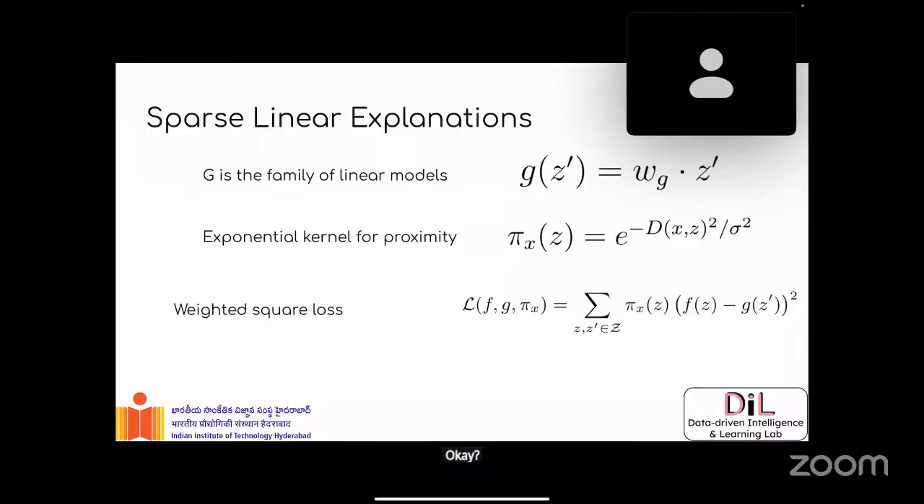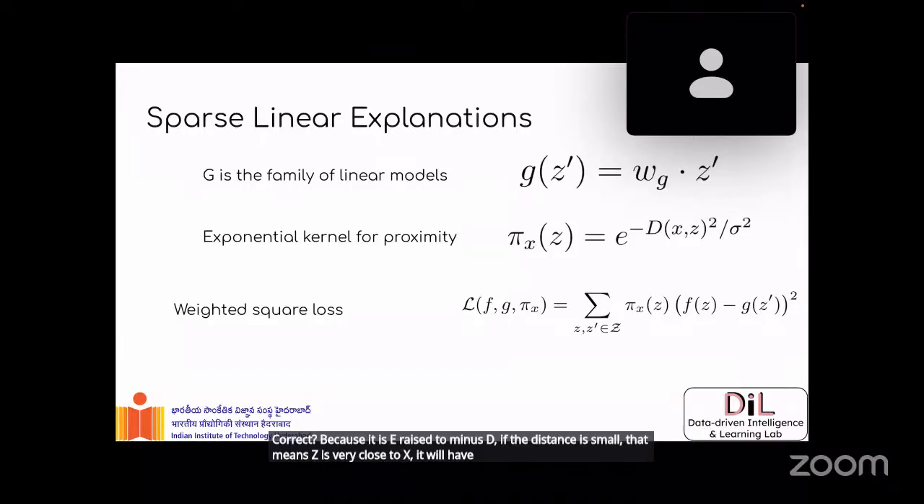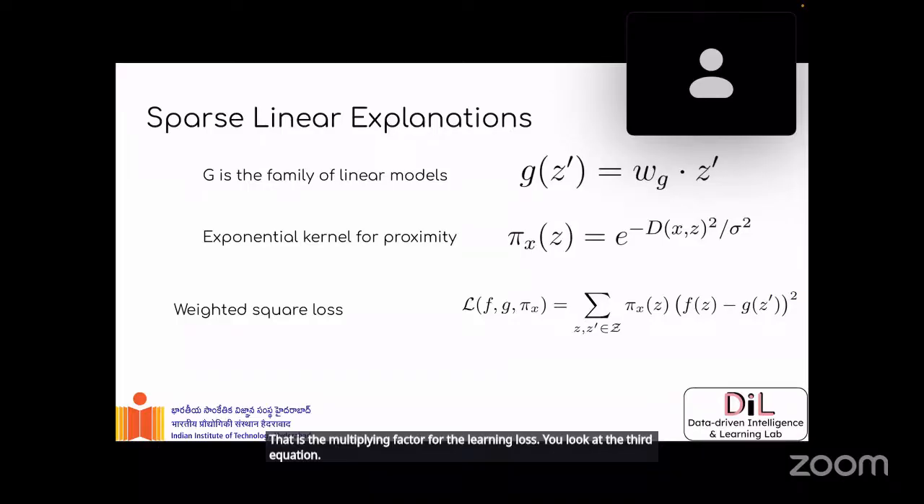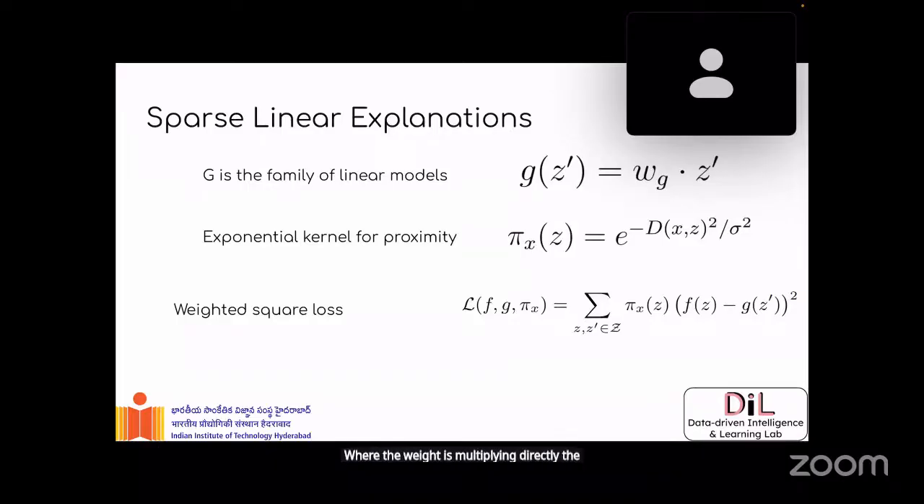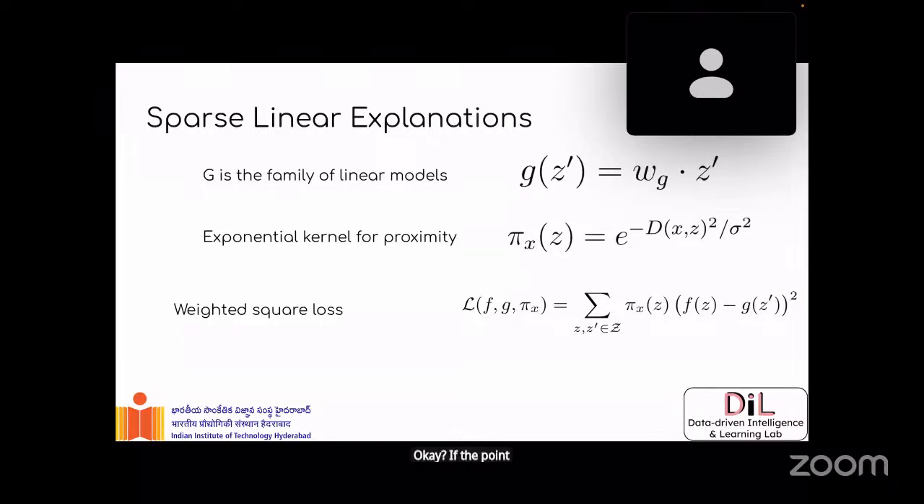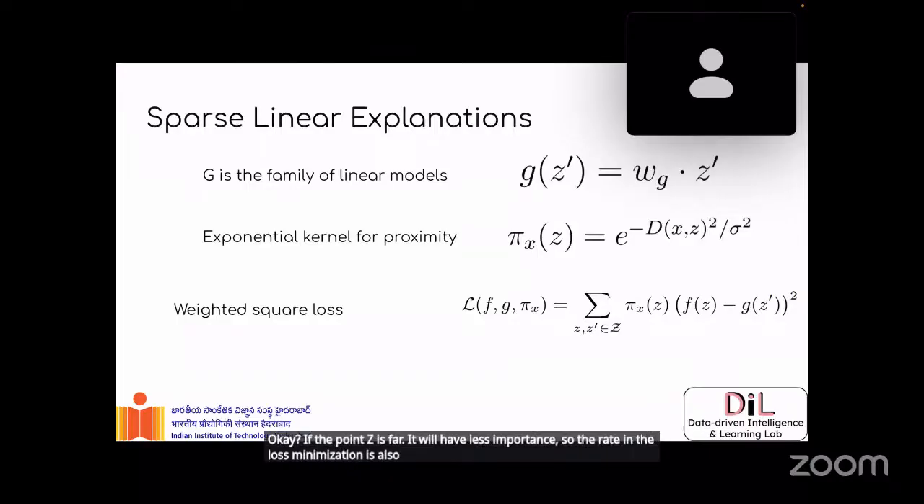If you look at this, if the distance between x and z is small, the phi will be high, correct? Because it is e raised to minus d. If the distance is small, that means z is very close to x, and it will have a lot of importance. That is the multiplying factor for the learning loss. You look at the third equation, where the weight directly multiplies the MSE loss. Remember, this is mean squared error loss. If the point z is far, it will have less importance, so its weight in the loss minimization is relatively less compared to the nearby point.